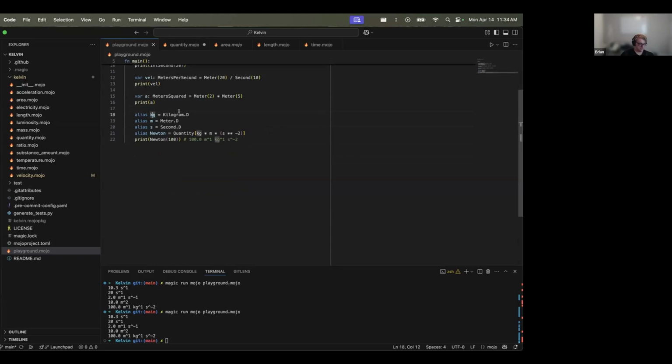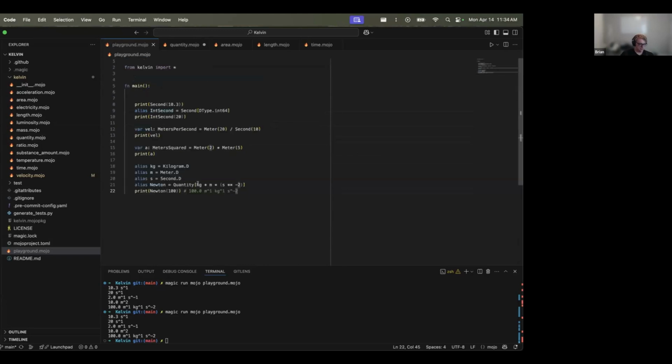I just take an alias to kilograms, meters, and seconds, and then you just write out the expression as you would expect it. So we have kilograms times meters times seconds to the power of -2. And then I have some code for formatting the unit representation as well. If I run this, you get 100 meters, kilograms, seconds to the -2.